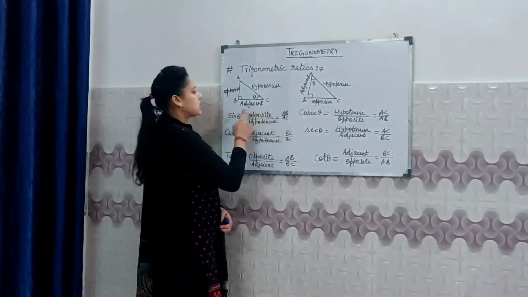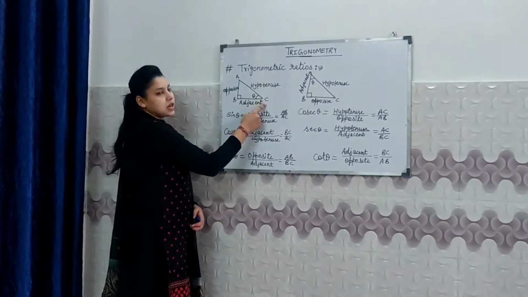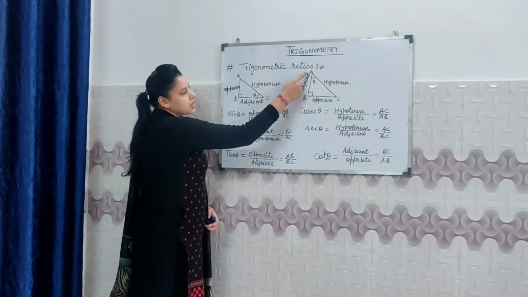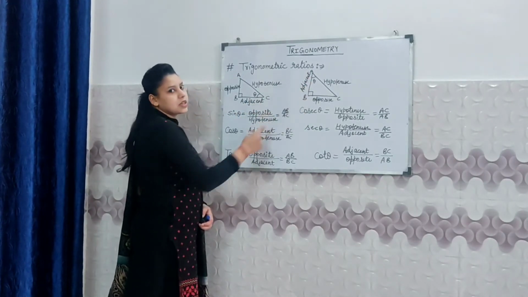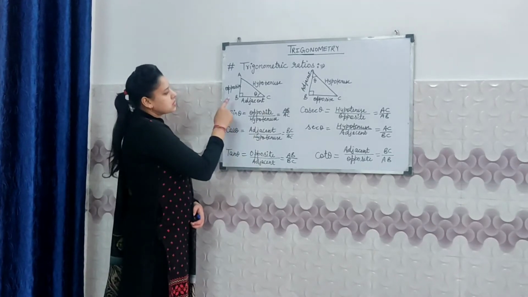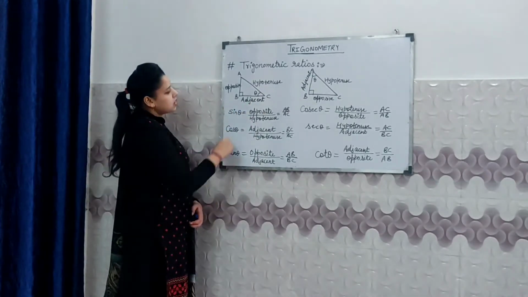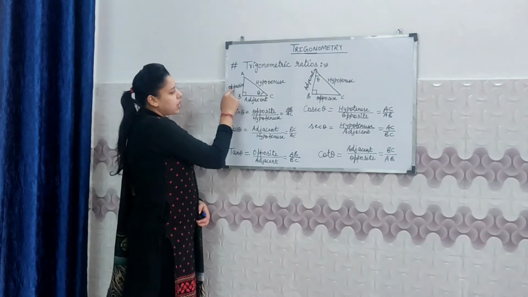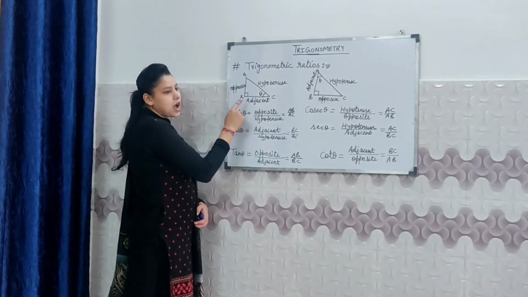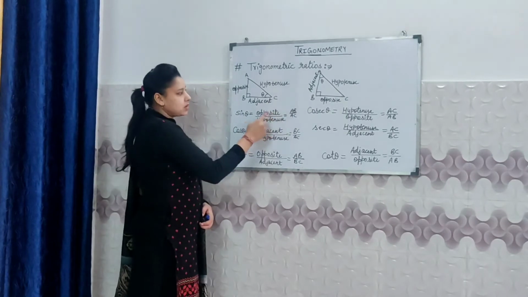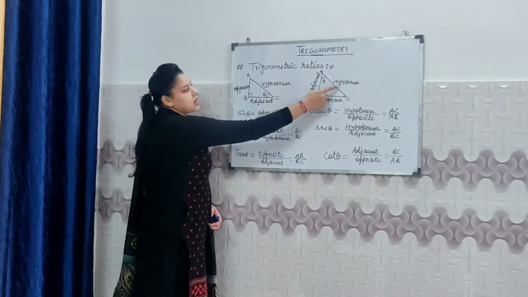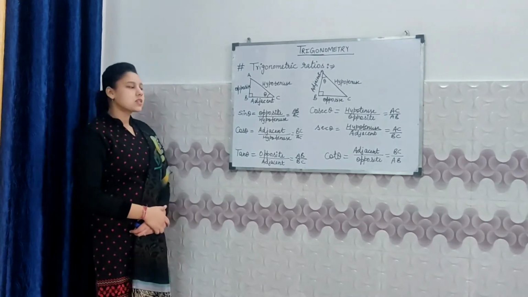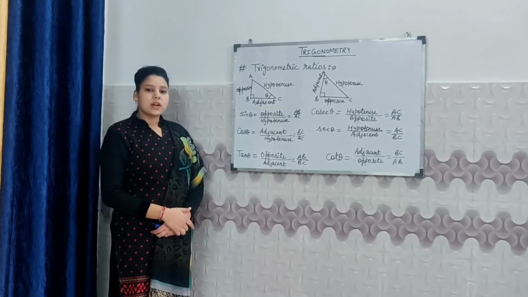In the previous triangle, we took angle C as theta, and in this triangle we take angle A as angle theta. In both triangles, the opposite side and adjacent side are interchanged, but the hypotenuse remains unchanged. Now we are discussing the trigonometric ratios.